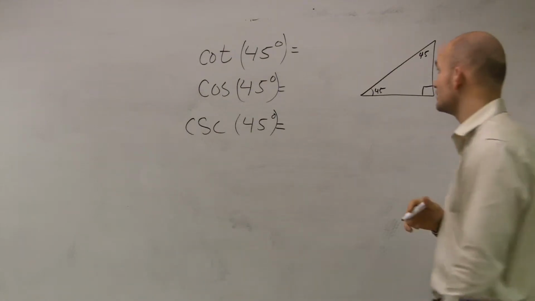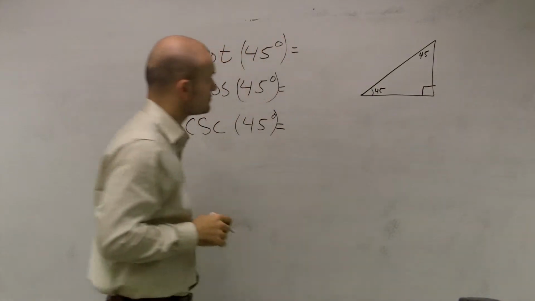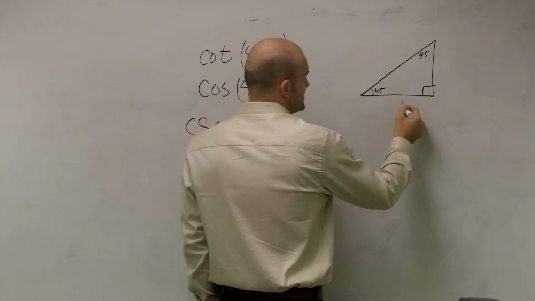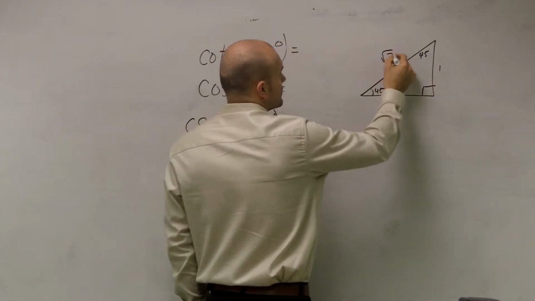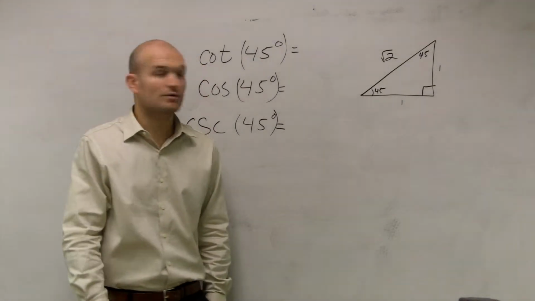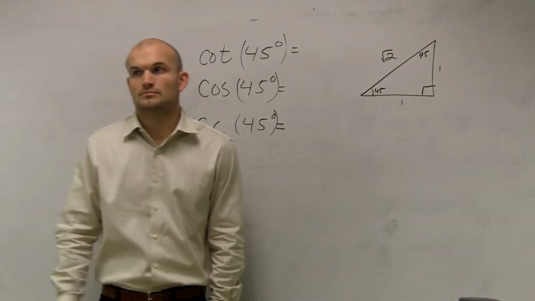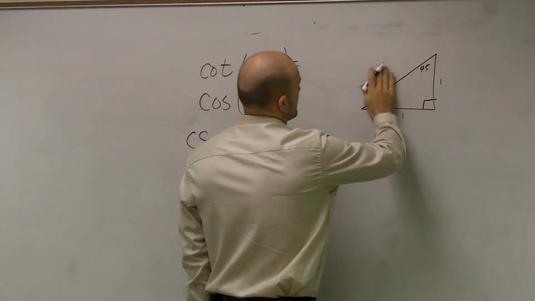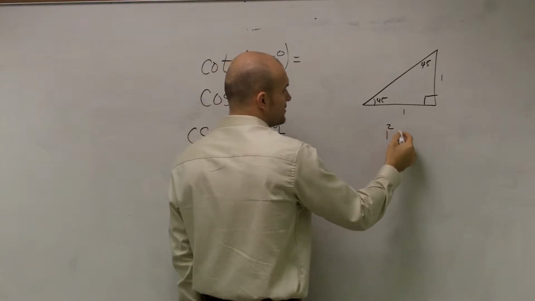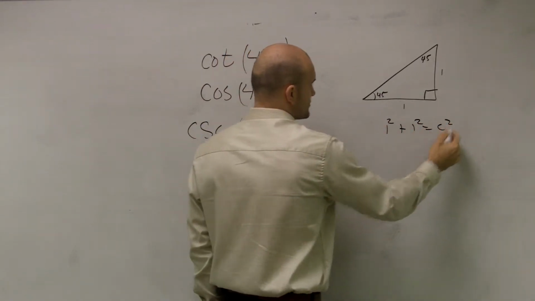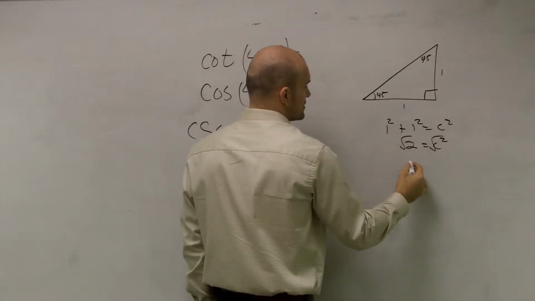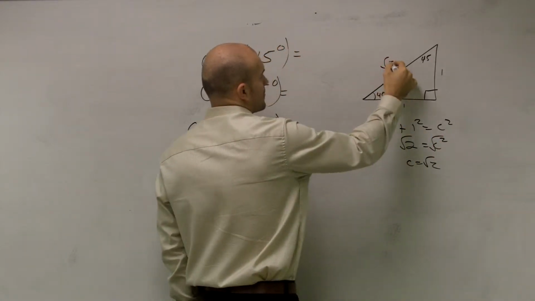Is it an isosceles triangle? Correct. And the one thing that we determine is, let's say these two sides are 1 and 1. Then by using the Pythagorean theorem, you have 1 squared plus 1 squared equals c squared, so 2 equals c squared, and c equals the square root of 2. Okay?